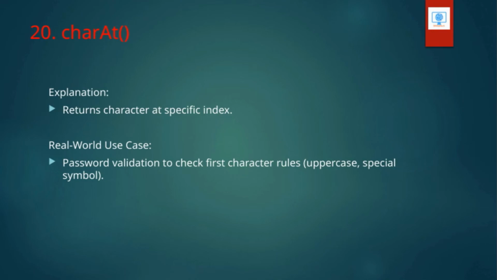A real-world example of this is password validation. You might want to ensure that the first character of a password is uppercase or a special symbol. By using charAt, you can easily check that first character and enforce your security rules. So, in summary, charAt is a straightforward method that helps you access specific characters in a string based on their position, making it an essential tool for many string manipulation tasks in programming.